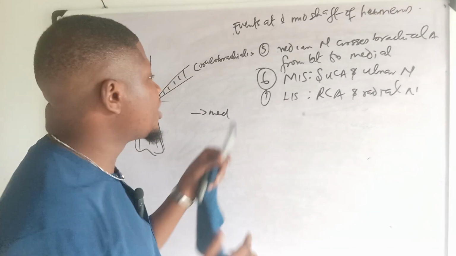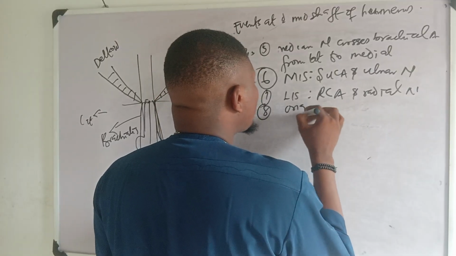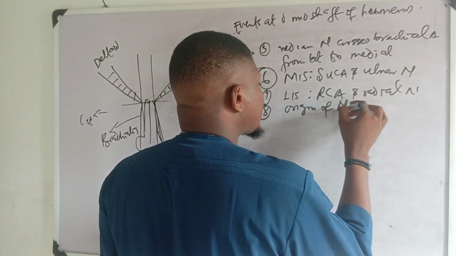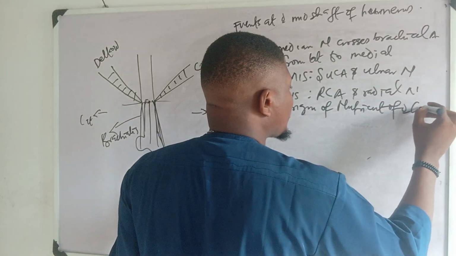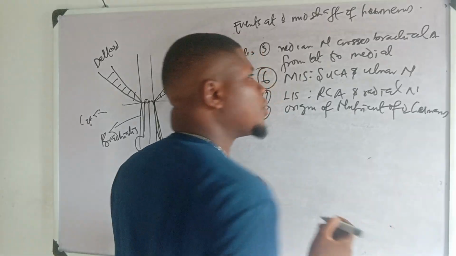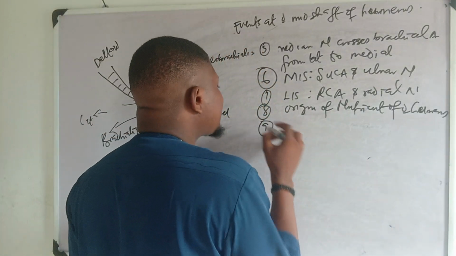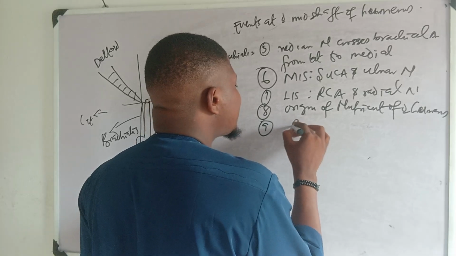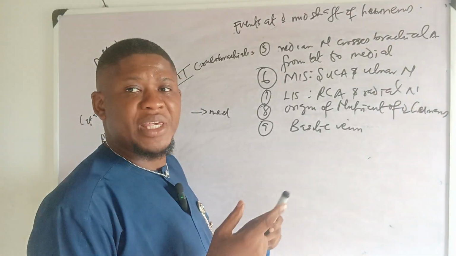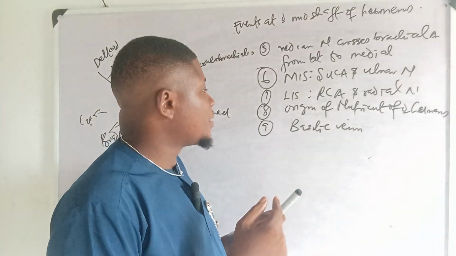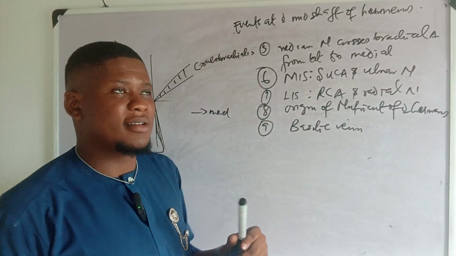Occurred at the what? Mid shaft. Then number 8, origin of nutrient artery of the humerus from the brachial artery occurs at the what? Mid shaft. Then number 9, you see that basilic vein pierces the deep fascia of the arm to continue as axillary vein at what?